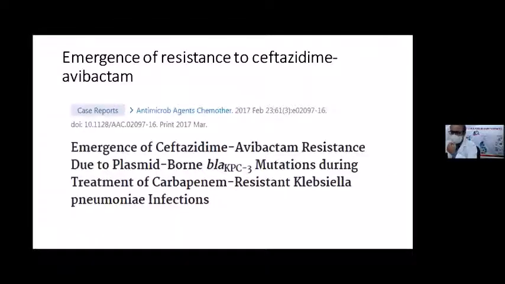Now, as I've already told you, because of the use of ceftazidime not in the desired dose and not in the desired format, we are getting resistance to ceftazidime, and a lot of strains are now developing resistance to ceftazidime avibactam as well. Especially it's a plasmid-borne resistance. That means it is going to spread very fast, and right now it is seen in KPC, that is a serine beta-lactamase, and it will spread very, very fast now.